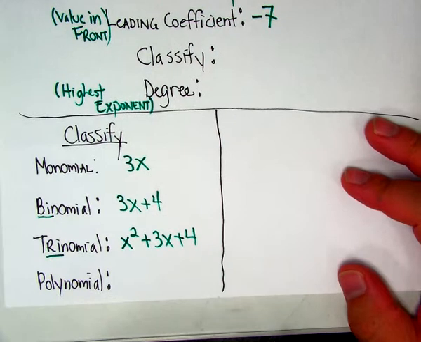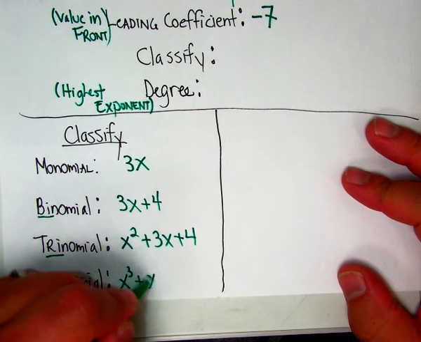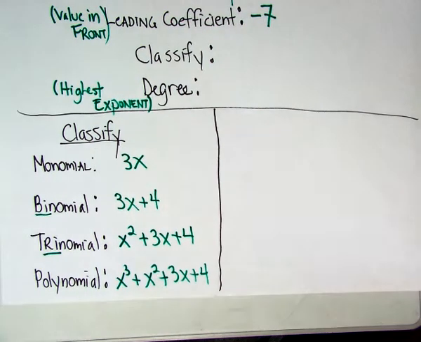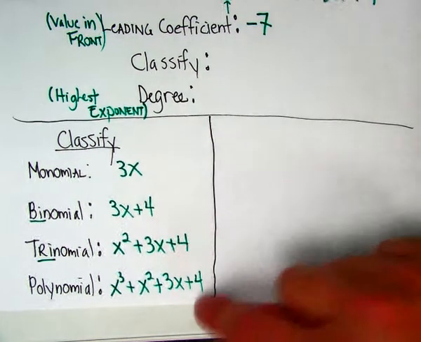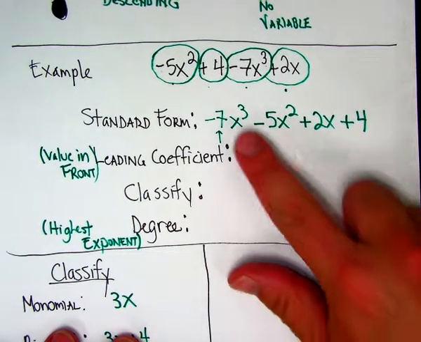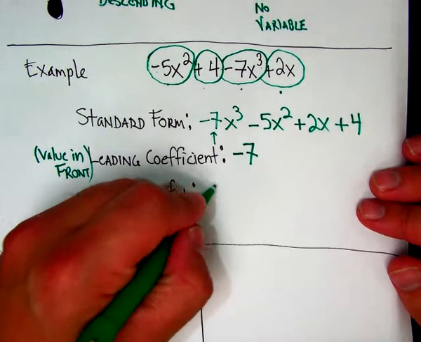And then a polynomial is going to have many. So it would be like x cubed plus x squared plus 3x plus 4, or anything beyond that. So 1, 2, 3, and then 4. So when we go up to this problem and we're going to classify it, it has 1, 2, 3, 4 terms to it. That means the classification would make this a polynomial.